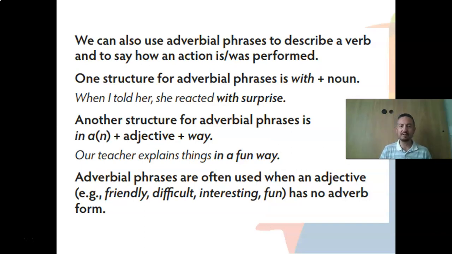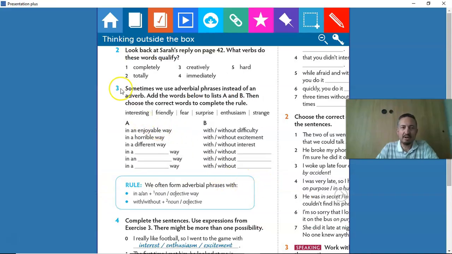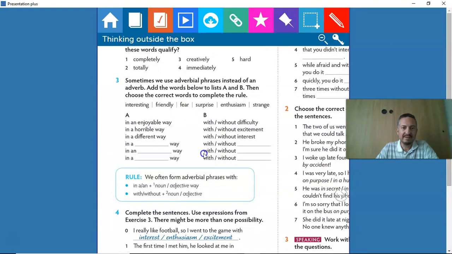Okay, let's go back to the book now. Here in our books, activity number 3, we have the same explanation. Sometimes we use adverbial phrases instead of an adverb. So add those words in lists A and B. The words below we have to put either in list A or in list B. Then choose the correct words to complete this rule here.